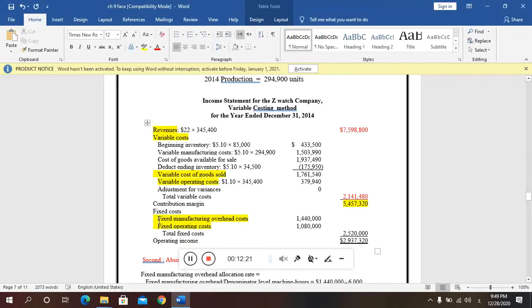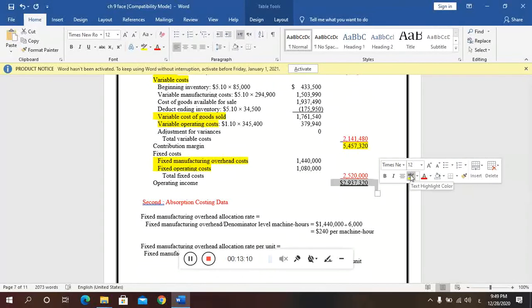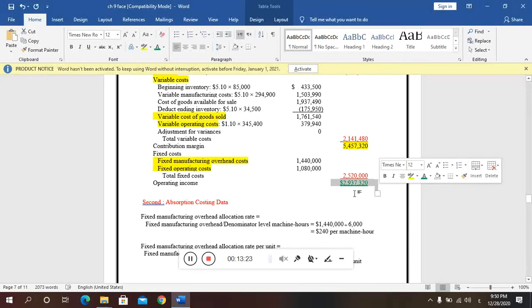As we said before, these fixed costs are treated as operating costs or period costs. We deduct fixed manufacturing and fixed operating costs, and he gives them to me directly in the given numbers above. So we will get the total fixed cost, $2,520,000, and I'll color it in red here. We deduct the fixed cost from the contribution margin and obtain the operating income. This is the operating income under the variable method. I'll color it in green in order to differentiate it.